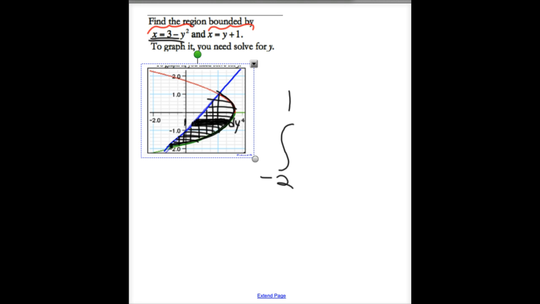Then I need right function minus left. Understand why we do that? The right function will give me the x this far. The left function will give me x this far, so when I subtract them, I get the length of the rectangle. It's a lovely thing. So right function would be 3 minus y squared. Left function would be y plus 1, and we would do dy.